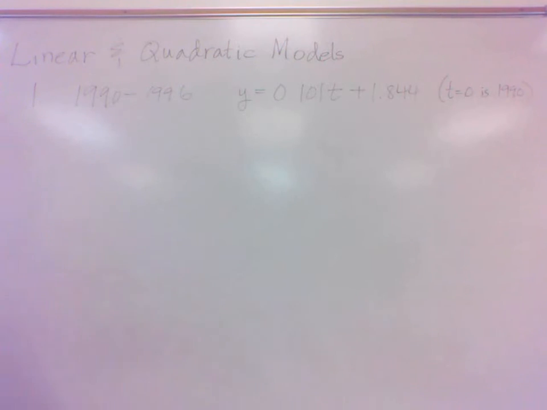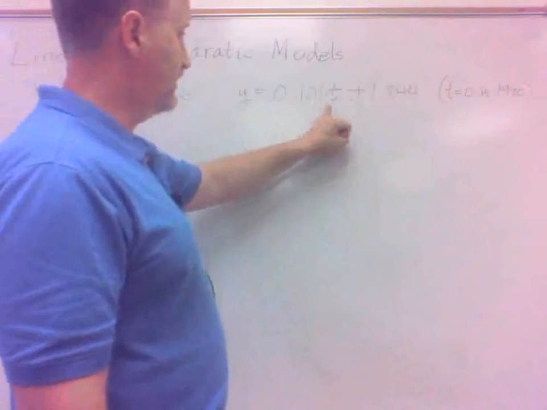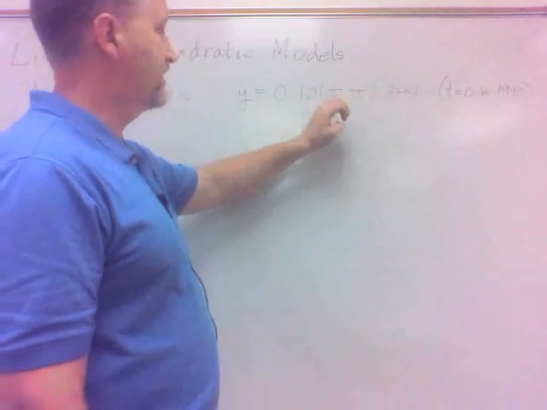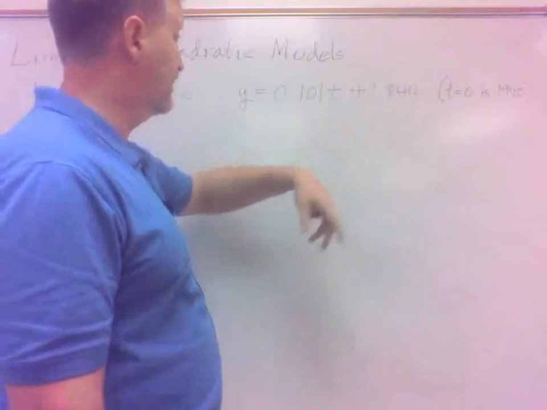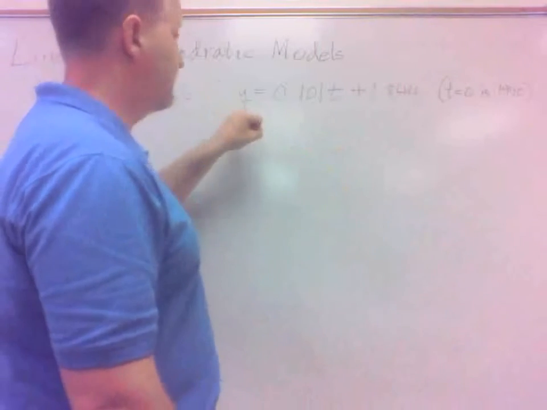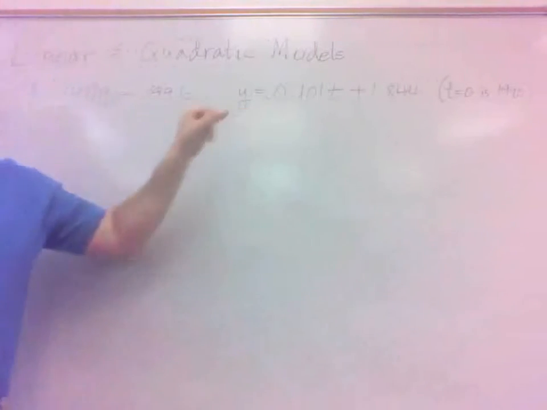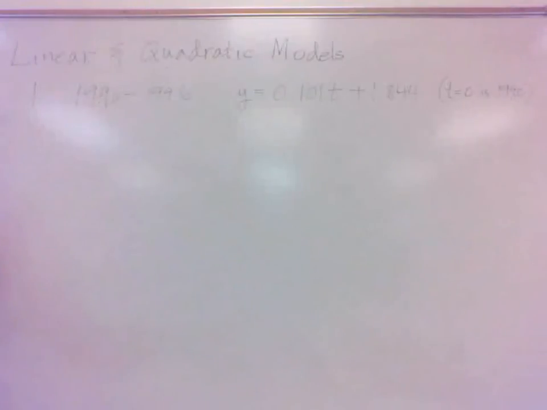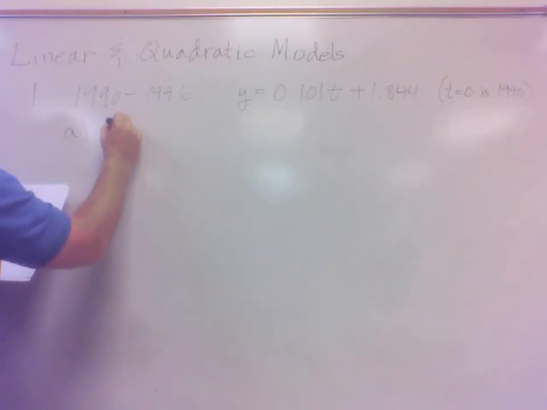So in other words, if I plug in a year, t equals 0 is 1990, t equals 1 would be 1991, and so forth and so on, it would give me the number of female participants in millions in high school athletics for that particular year. So, based on that, the A part of number 1 is how many female participants were there in 1995?